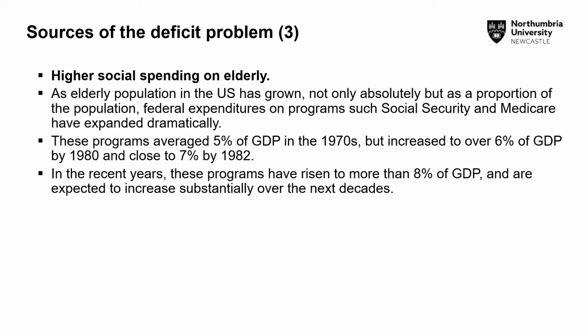And hence there's been an increase in federal expenditures on programs such as Social Security and Medicare. Just to give you a comparison, these programs averaged 5% of GDP in the 1970s, but increased to over 6% of GDP by the 1980s. So expenditure rose by about 1% over 10 years, and then in a matter of 2 years, it rose by 1% again. In recent years, these programs have risen to more than 8% of GDP and are expected to increase substantially over the next decades.